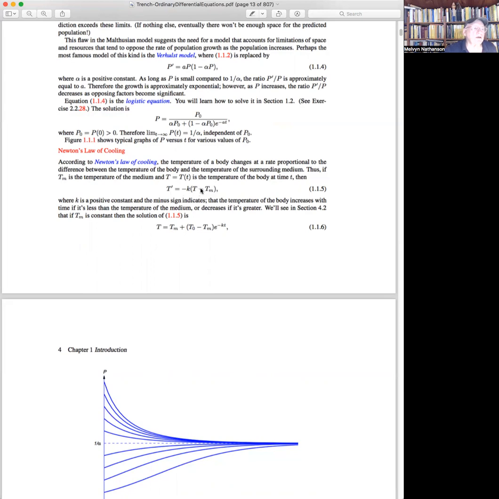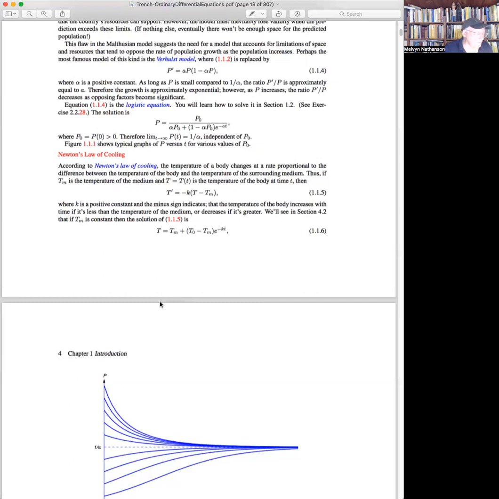If there's a big temperature difference, the temperature drops or increases rapidly. As the temperature differences get smaller, the rate of change of temperature decreases. That's Newton's law of cooling.